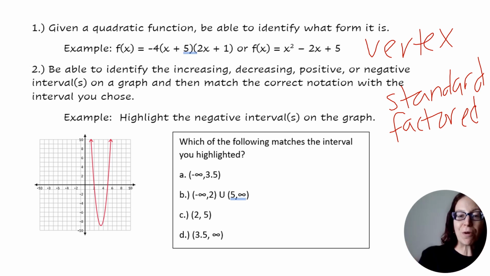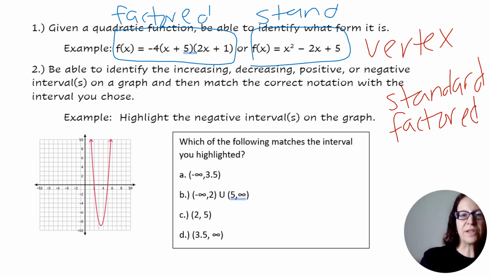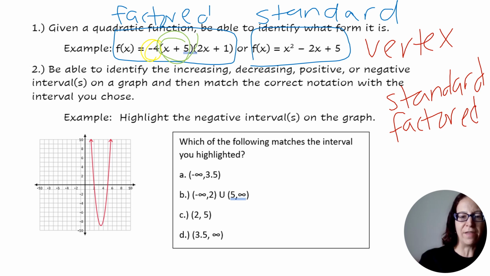For review purposes though, this one right here is in factored form, and this one here is in standard form. Standard form is your ax squared plus bx plus c. Factored form breaks the quadratic up into factors. So we've got a factor of -4, then a factor of x plus 5, and then a factor of 2x plus 1, and that's why it's called factored form. Vertex form is the form that we use for doing transformations. It's a times (x minus h) all squared plus k.